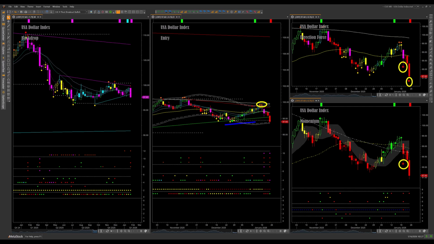Now it has broken both the daily trendline support and the weekly trendline support. The backdrop weekly color is bearish, and the daily traffic light color is also bearish. Everything is looking bearish. However, it is also near the lower boundary. Dollar Index is looking bearish, but I would not like to short it here. I'd like to stand aside.